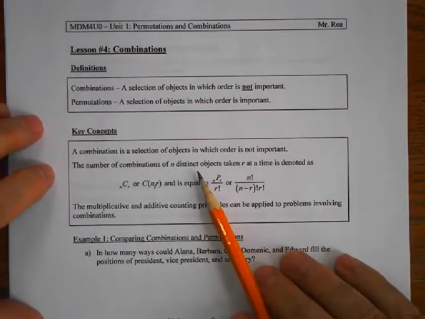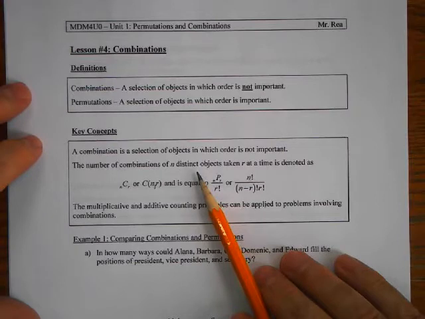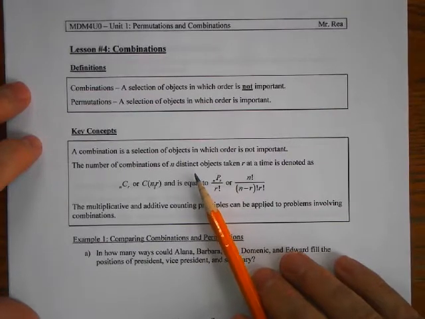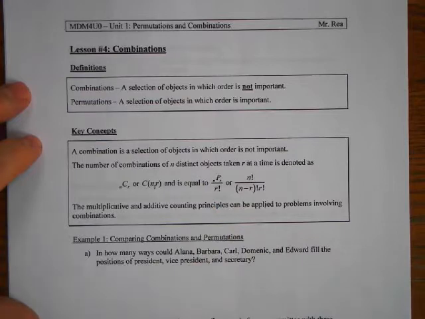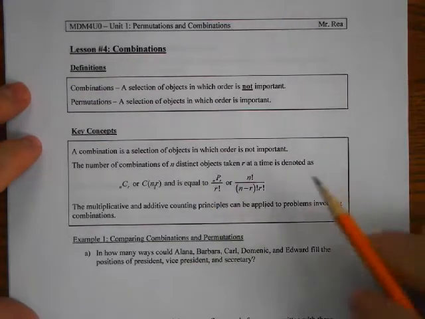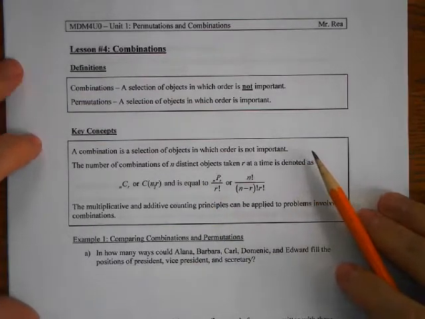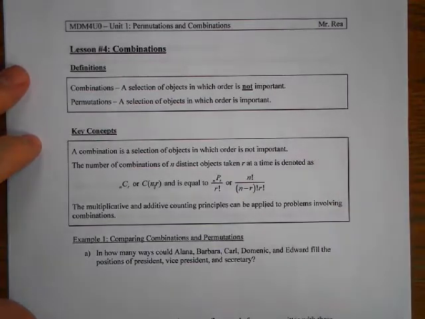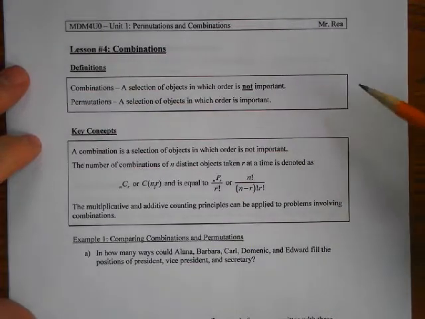So whenever you get a counting question, the first thing you ask yourself is: is the order that I select these things important or not? Because that will help you determine, is this a permutation or a combination? Now, with combinations, since the order is not important, you're going to have fewer combinations than you would have permutations.